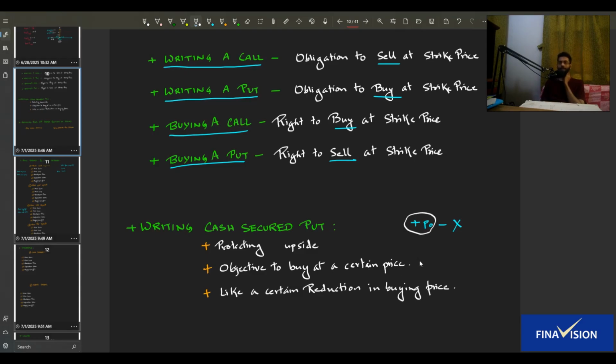Let's say our objective was to buy at the price of X. So we write a put at X, and if the price falls to X or below X, it does not matter. We buy at X because we are comfortable with securing the price at X. And in addition to that, we actually end up earning a premium over and above, right? That is the second thing. Then, as we said, there is a certain reduction in the buying price. So when we are buying at X, we are also earning a little bit of income through the premium. Just a little bit of a reduction in the buying price.